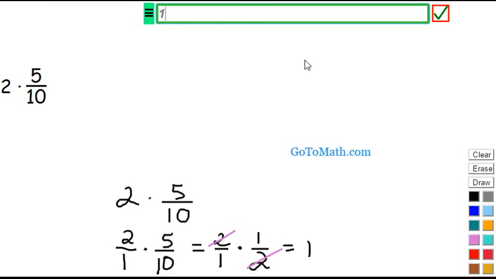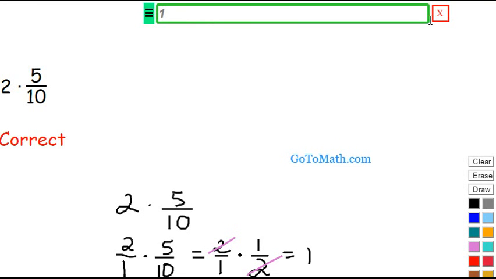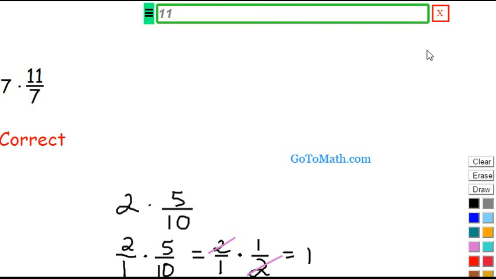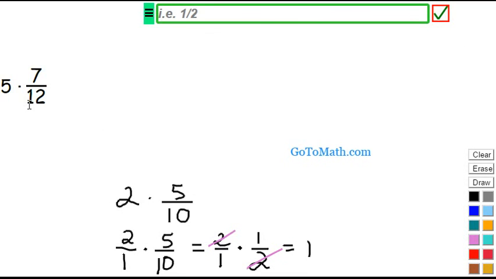Let's check it out. Correct. All right, reduces down to 1. Okay, pretty simple. And of course you can just click on the problem to get it to change. Wow, so that looks like 11 there, because those 7s cancel out, right? Okay, this is kind of fun.